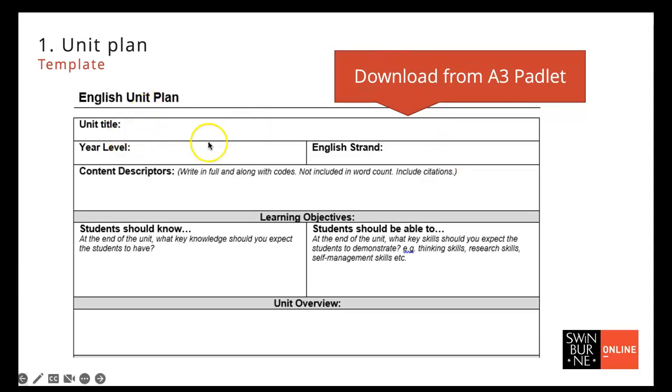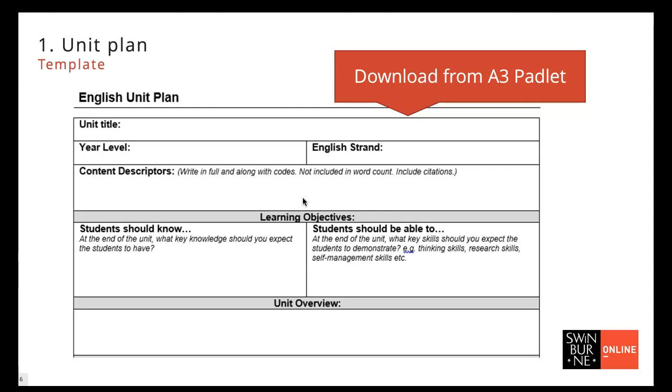So I'll put my unit title here. I'll put maybe grade 5. I'm doing the literature strand, and I'll put in my content descriptors. If you want to put in more than one content descriptor, that's fine. Just remember that whatever you put there needs to be applicable to what you're teaching in the 16 lessons.